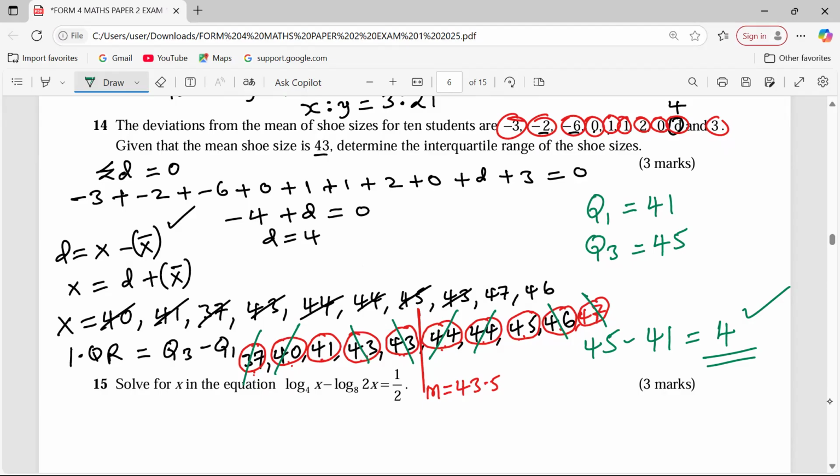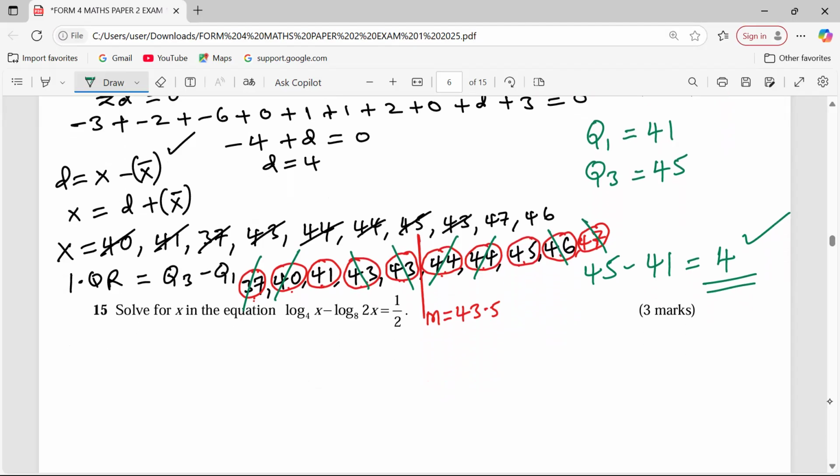So the interquartile range is 4. The interquartile range is 4 that way.